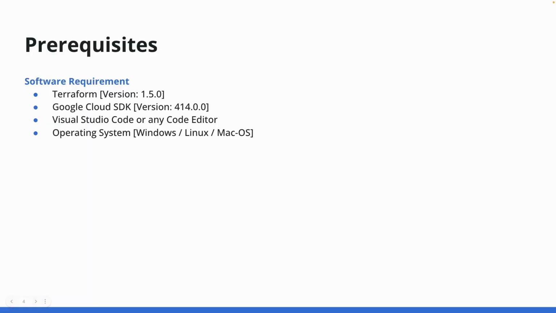To start with the course, a couple of prerequisites are required. From software point of view, you can use any operating system like Windows, Linux or Mac OS to install Terraform. We'll use Terraform 1.5.0 throughout the course. We also need a Google Cloud SDK to authenticate ourselves to Google Cloud Platform to deploy resources in order to learn Terraform. And then the last one is the code editor. We will use VS Code to write Terraform code, but you can use any code editor of your choice.